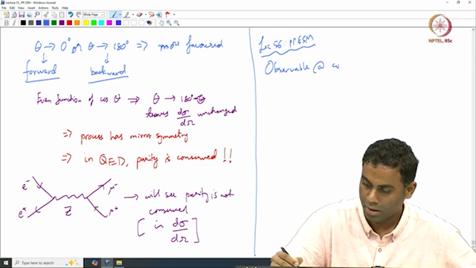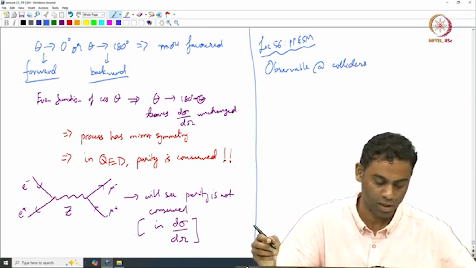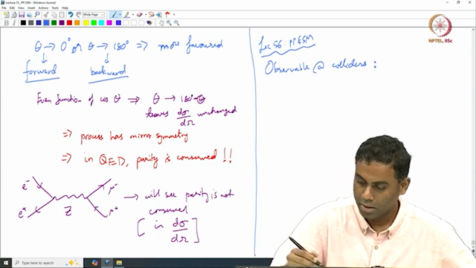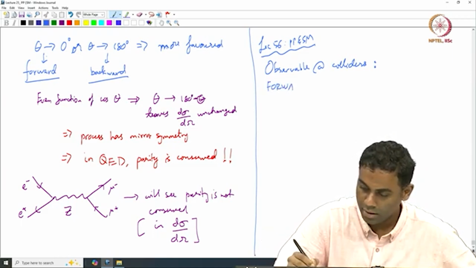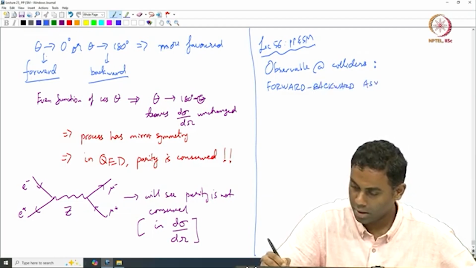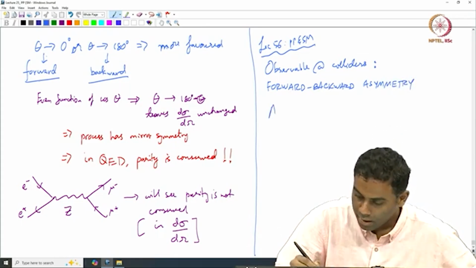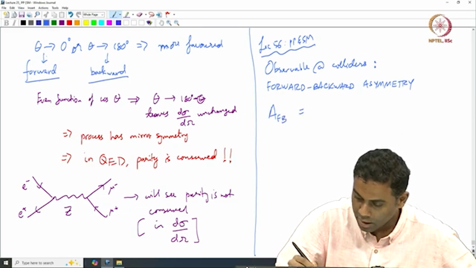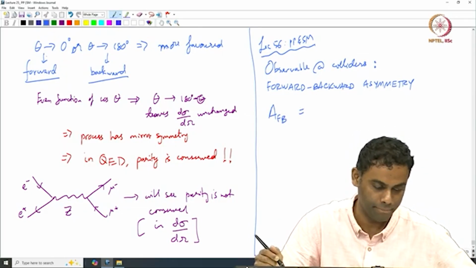at colliders, which is called simply the forward backward asymmetry, and it's a very simple definition. I am going to call that AFB, that is the standard notation for that.